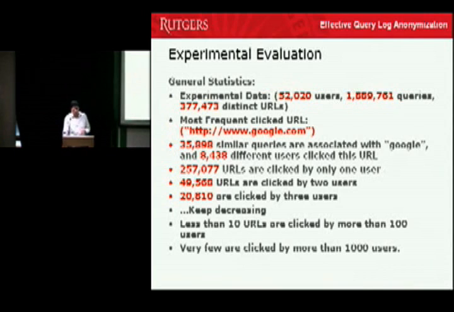But we tried it out on a whole bunch of data. These are just general statistics, how many URLs are clicked by only 1 user, 2 users, 3 users. Clearly that number keeps decreasing. Very few are clicked by more than 1,000 users and so on. General statistics. Where is the data from? It's coming from somewhere. Let's just put it that way.